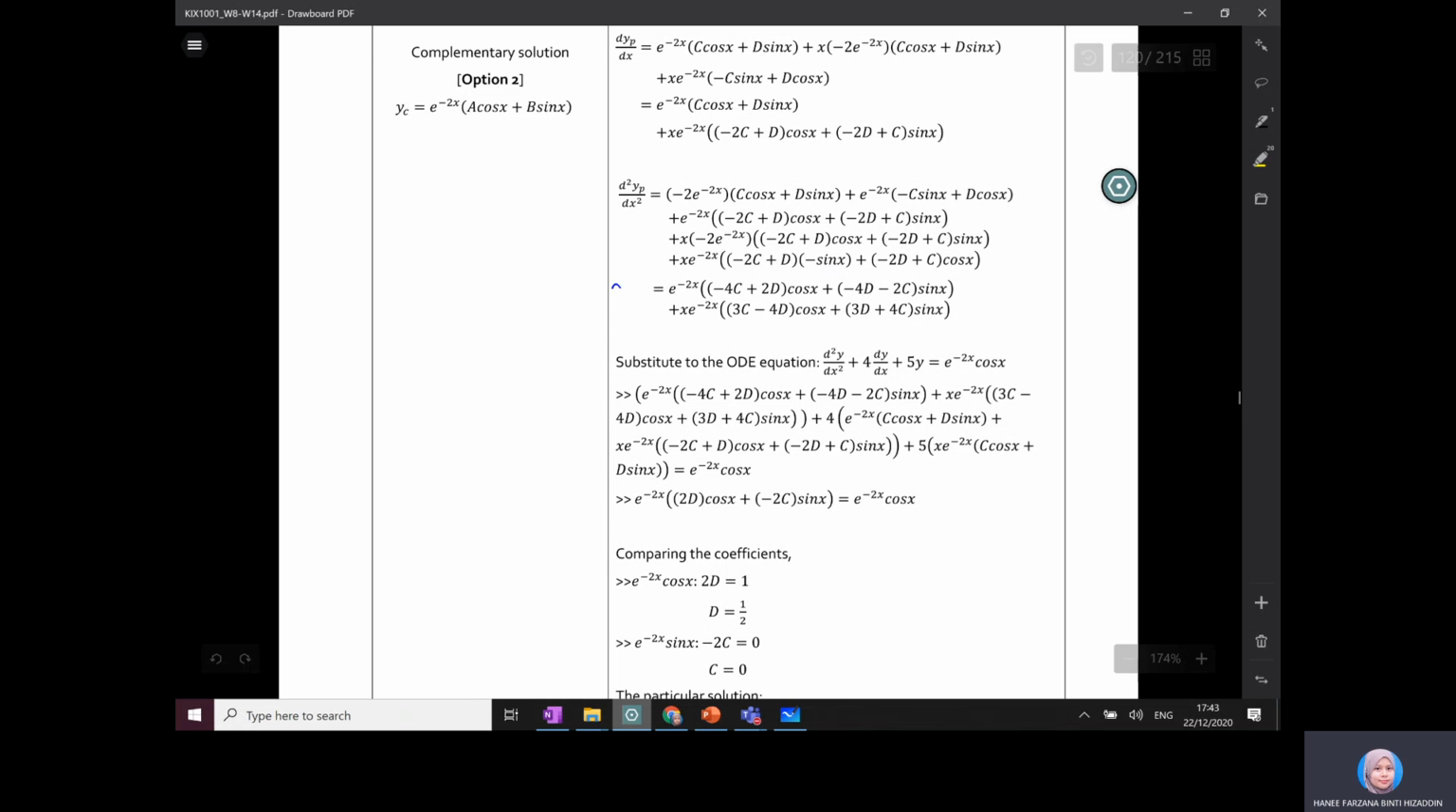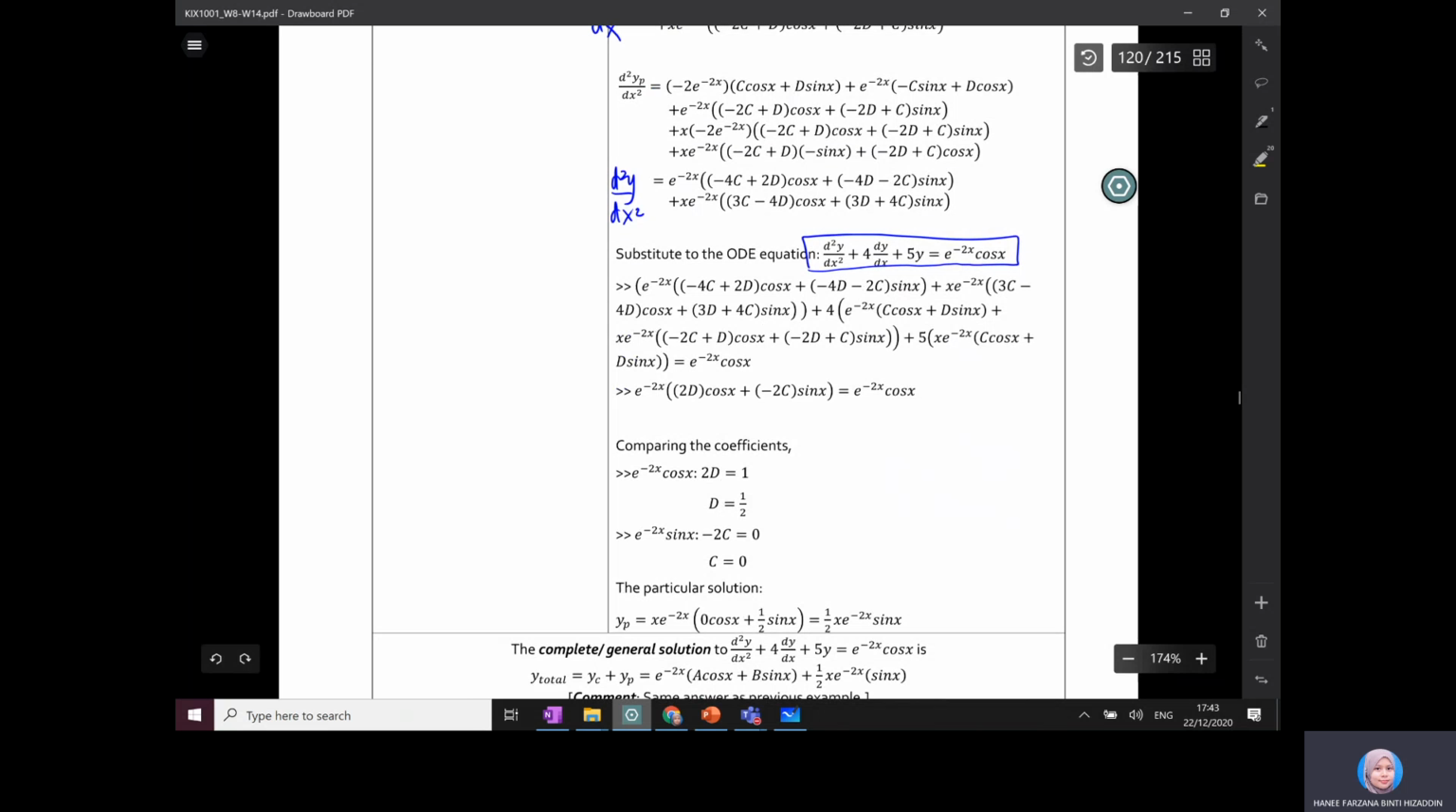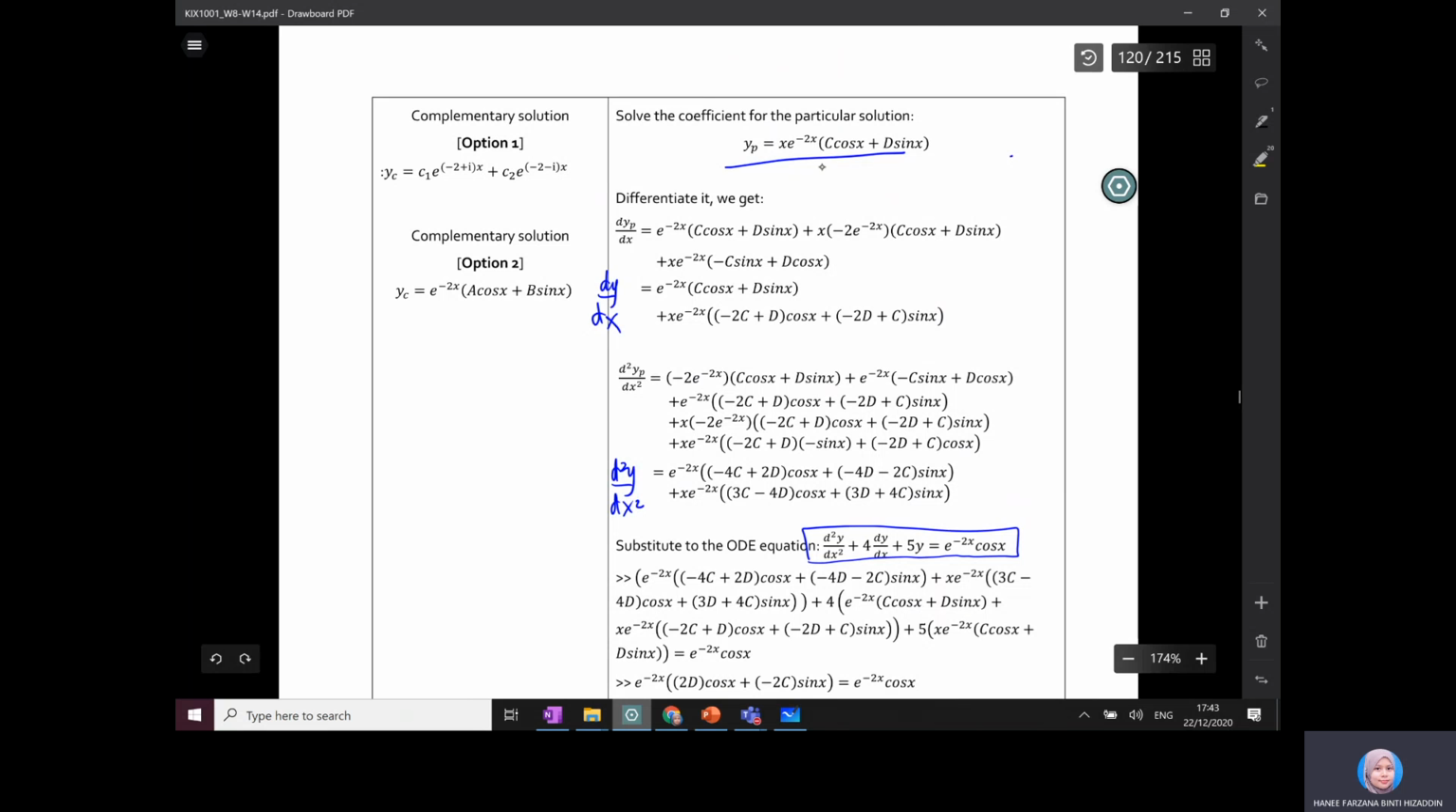Okay, so this is your d2y dx squared, and this is your dy dx. And this is your original y. So what you do next is to substitute everything into the given ODE. When you do that, you compare the coefficients and get the values of c and d. And when you get the values of c and d, you can put them into the original proposed YP.